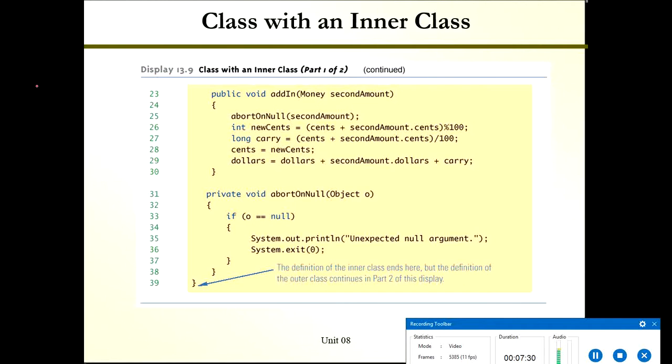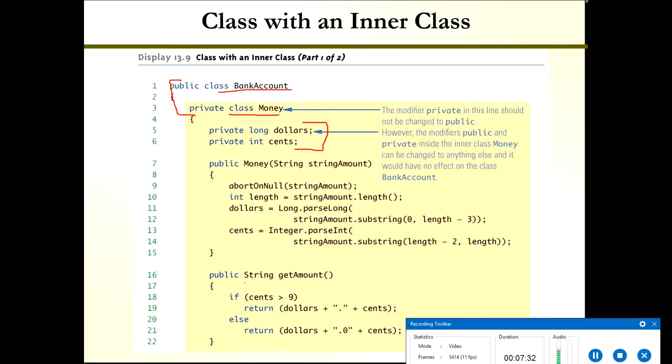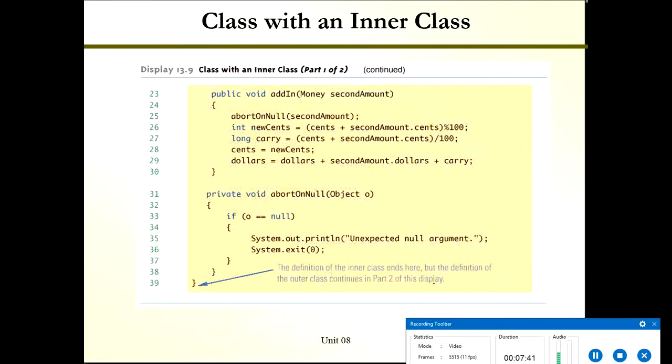Talking about the private inner class, it has a constructor, it has a public method, the get amount method. Another method is the add in method and abort on null object method. All these are private methods. So private and public do not have any effect on the outer class. It can still access all the private and the public variables and the methods.